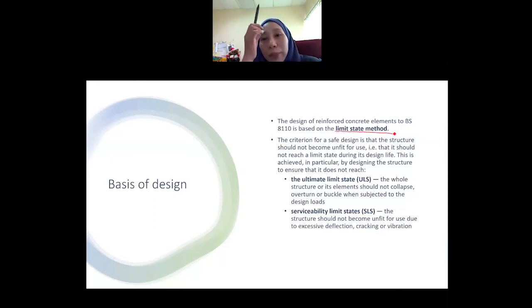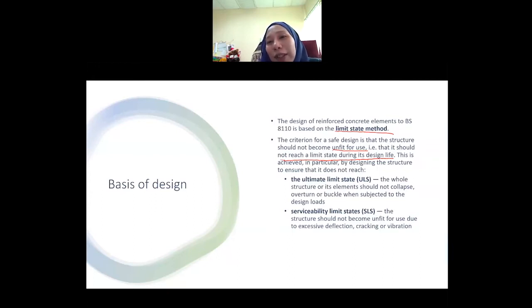So what is limit state? So normally when we design something, macam nak cakap, kena ada limit lah. Okay, if we exceed the limit, whatever that you design akan fail. For example macam tu. So same goes with this limit state method untuk basis of design reinforced concrete. So, okay, the criterion for safe design is that the structure should not become unfit for use. For example, it should not reach a limit state during its design life. So, if you design something that maybe will last about 50 years, you don't want your building to collapse within that 50 years. So, that is the reason why lah, okay.